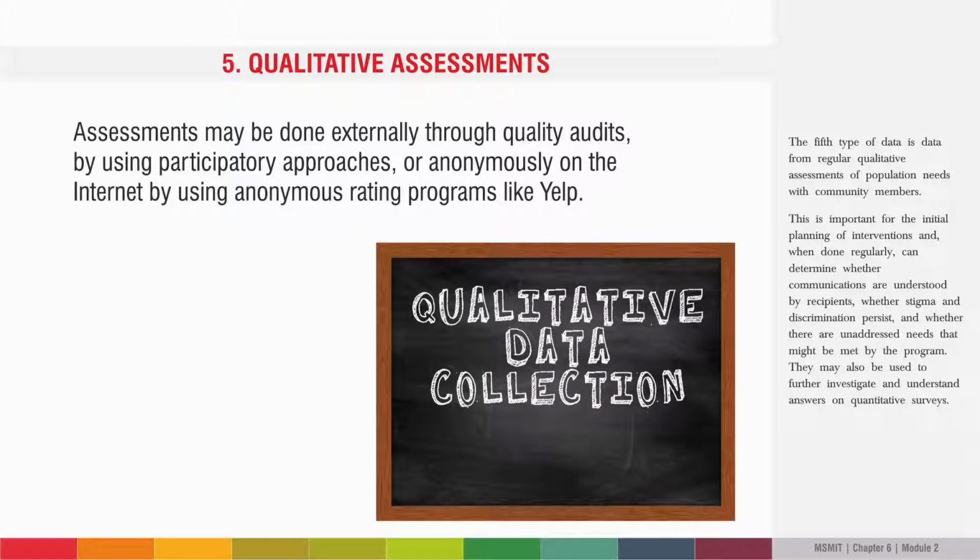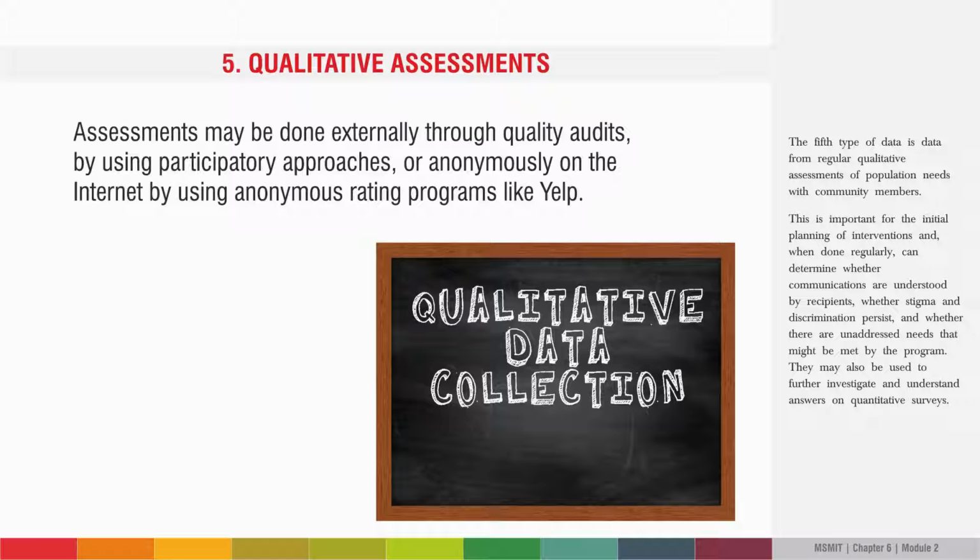The fifth type of data is data from regular qualitative assessments of population needs with community members. This is important for the initial planning of interventions and, when done regularly, can determine whether communications are understood by recipients, whether stigma and discrimination persist, and whether there are unaddressed needs that might be met by the program.